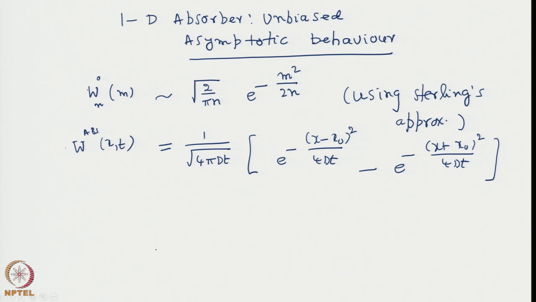So, we arrived at this form by using the following symbols. X represented the actual position given by m into L, where L was a jump length. Similarly, the time t was nothing but n tau. The steps were replaced with time, where tau is the jump time. And a new parameter got introduced called the diffusion coefficient, which is the ratio of L square and tau, specifically it is L square by 2 tau. So, with these notations, we can immediately see that the form will come to what is given in this equation.